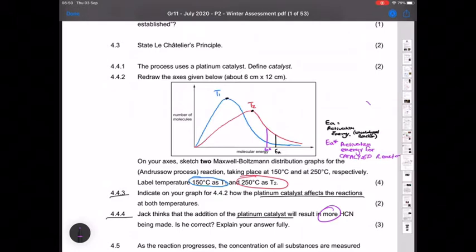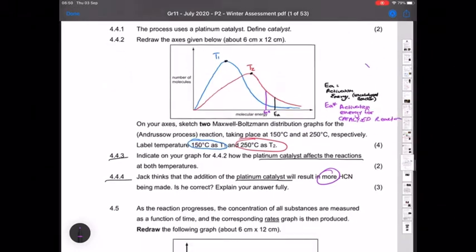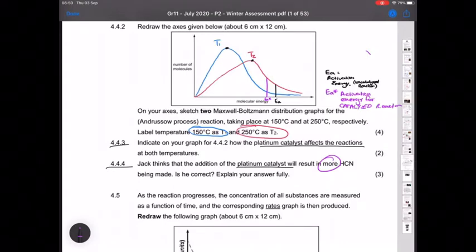So you needed to say he's incorrect. A lot of you forgot to actually say that statement. He is incorrect, or no, he's not correct. The amount of HCN produced will be the same. It's just produced sooner because the equilibrium is reached faster. The rates of the forward and reverse reactions are sped up equally. You don't get more substance.